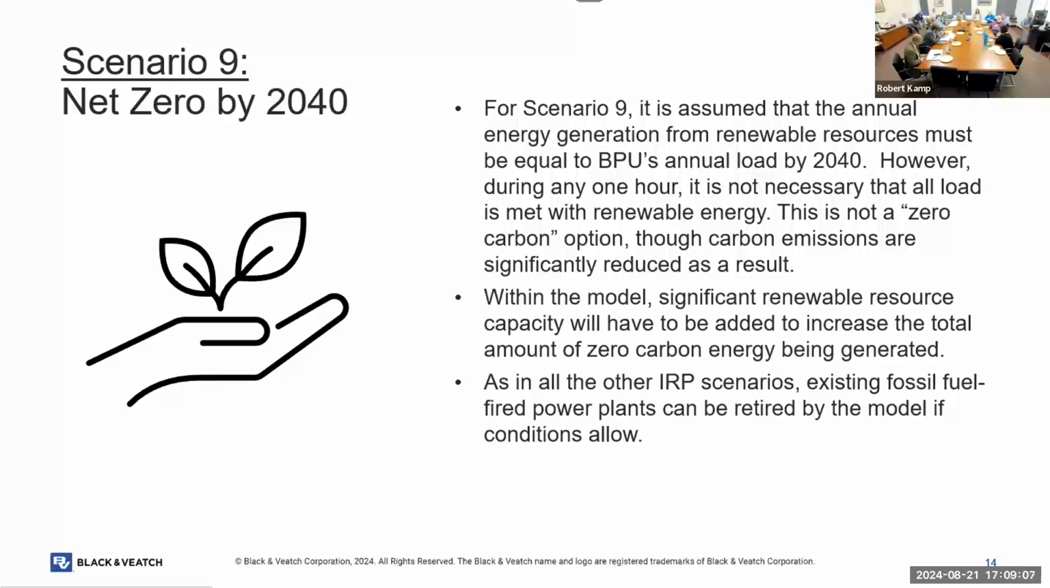What we'll see within the model is that a lot of renewable resource capacity would have to be added to increase renewable generation to the level required. And we'll also see, when we talked about the model being allowed to retire fossil fuel fired generation, some of that in these results, where the model does. Next slide.